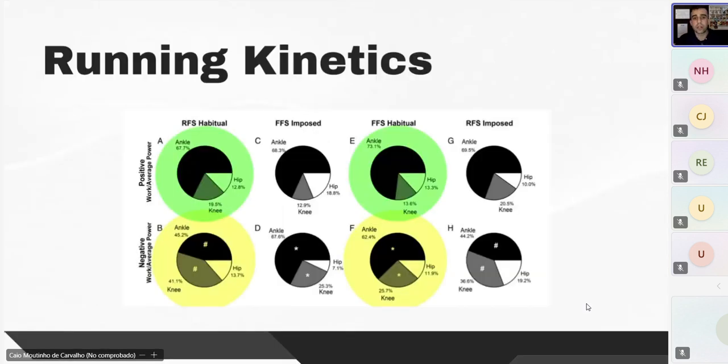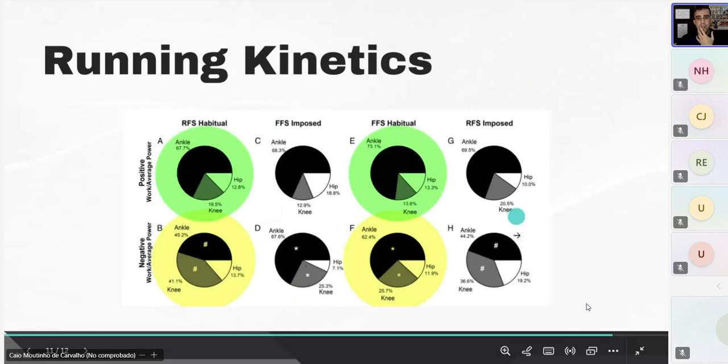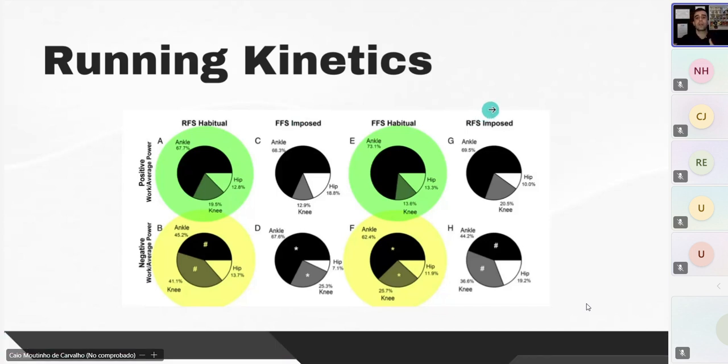So, what this study also told us is the difference between generation flows for the two types of running. Here I don't want you to consider so much the imposed, because they took runners that are used to doing the rear foot or the forefoot, and they also imposed them to run in different ways. But talking about the habitual way of running, this first line refers to generation of energy. So considering these three articulations, ankle, knee, and hip, you can see a small difference here.